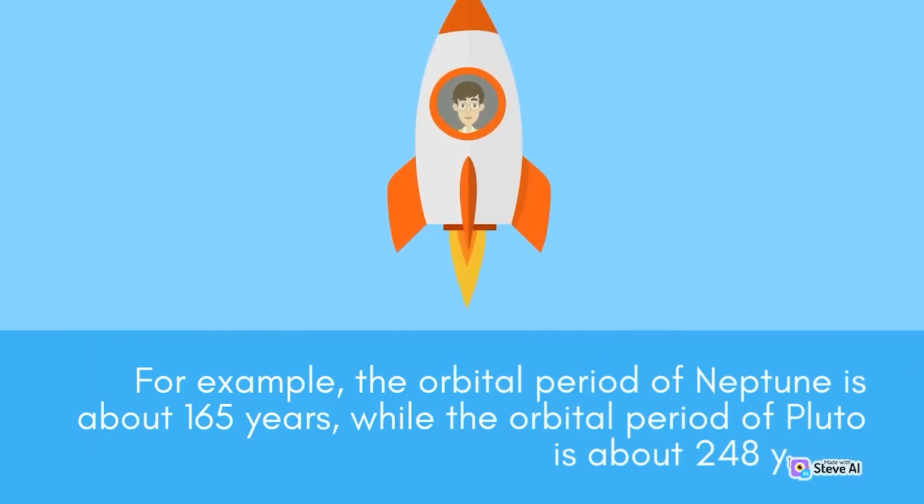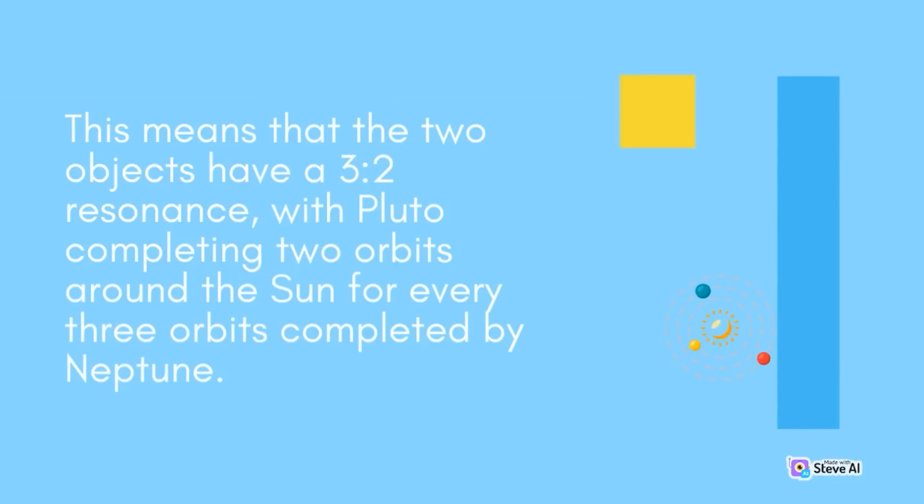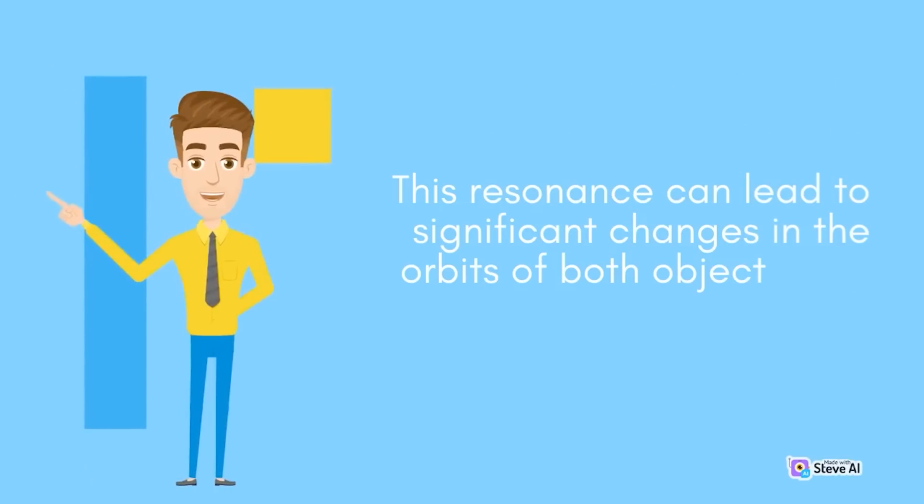For example, the orbital period of Neptune is about 165 years, while the orbital period of Pluto is about 248 years. This means that the two objects have a 3 to 2 resonance, with Pluto completing 2 orbits around the Sun for every 3 orbits completed by Neptune. This resonance can lead to significant changes in the orbits of both objects over time.